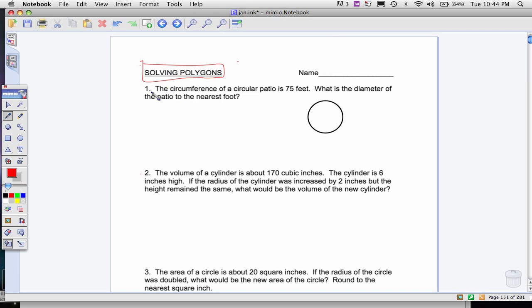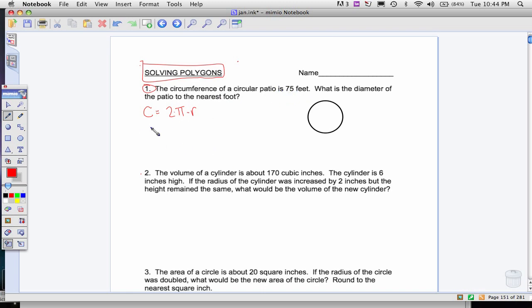Okay, for question number one, I want you to have your formula sheet ready to go, and we're going to read the first sentence. It just says the circumference of a circular patio is 75 feet. So right now, will you pause the video and try to figure out what formula you think you need for this problem? If you chose C equals 2 pi r, you would be correct.